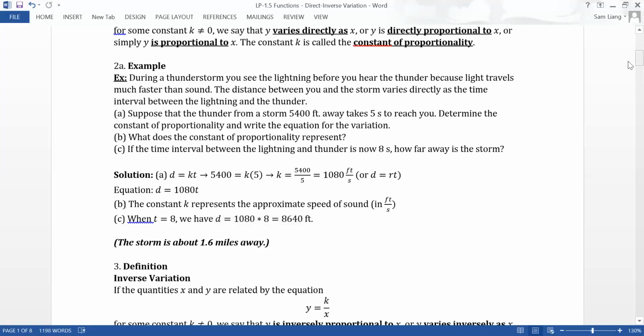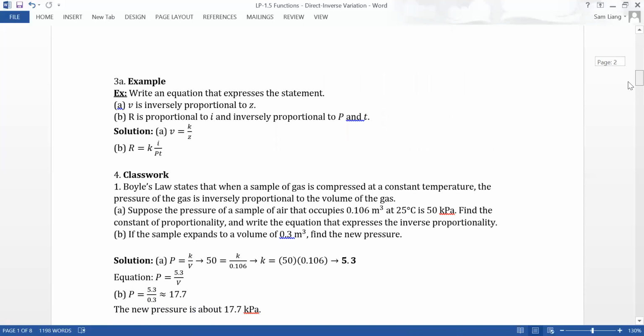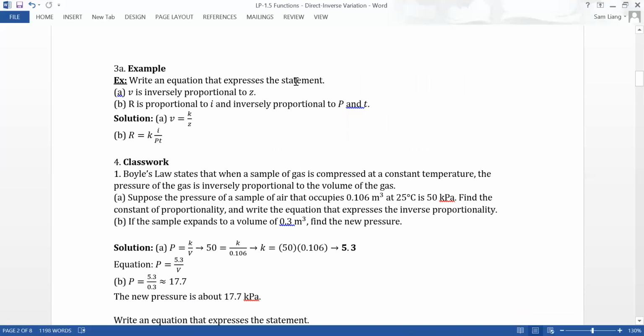Next, we are going to go to our inverse variation problem. So this one is, write an equation that expresses the statement V is inversely proportional to Z, R is proportional to I, and inversely proportional to P and T. Okay, so this is the other type of problem that you're going to see on the homework tonight.